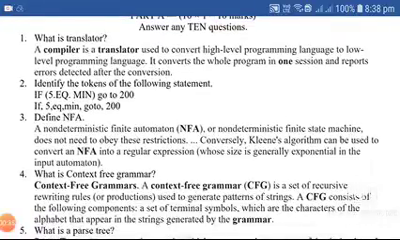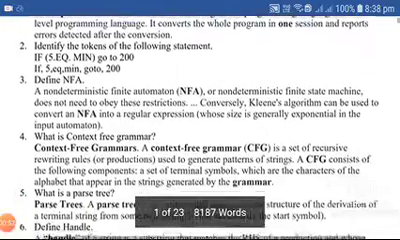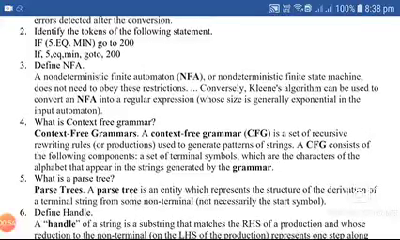Next question, define NFA. A non-deterministic finite automaton, NFA, a non-deterministic finite state machine, does not need to obey these restrictions. Next question, what is context-free grammar? Context-free grammar is a set of recursive rewriting rules or productions used for generating patterns of strings.